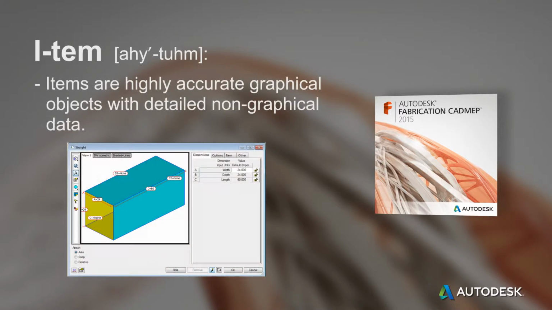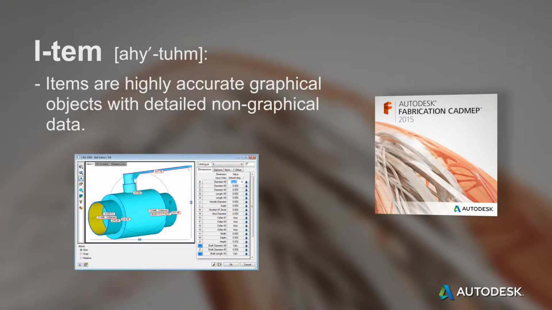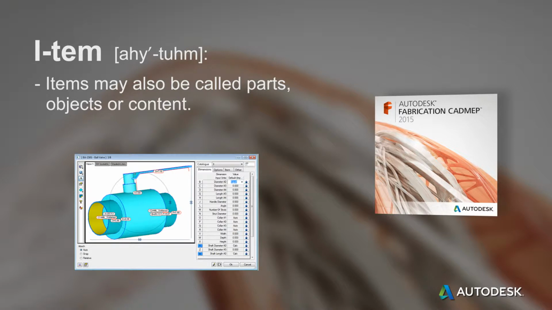Item. Within the Autodesk Fabrication software, items are highly accurate graphical objects with detailed non-graphical data. They're similar in concept to AutoCAD blocks or Revit families with parametric dimensions. Items are central to the creation of detailed models in the software. Examples of items would be a single piece of straight duct or a valve. Each item contains information for costing and fabrication. Items may also be called parts, objects, or content.